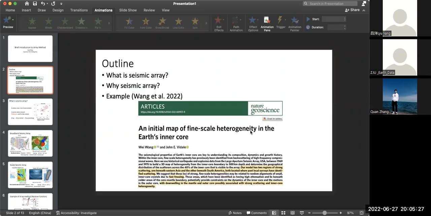I would like to divide this presentation into three parts. The first part is what is a seismic array. The second part is why we would like to use a seismic array. Finally, I will share the key idea from this Nature Geoscience paper named an initial map of fine scale heterogeneity in the Earth's inner core.